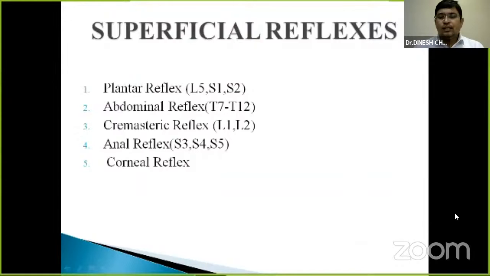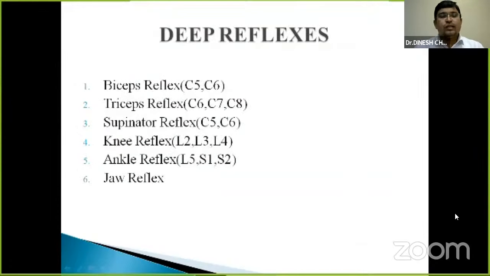So what are the deep reflexes? For the upper limb, the biceps reflex, root value C5, C6. Then the triceps reflex, root value C6, C7, C8. The supinator reflex, C5 and C6. So these are the three deep reflexes we do for the upper limb.